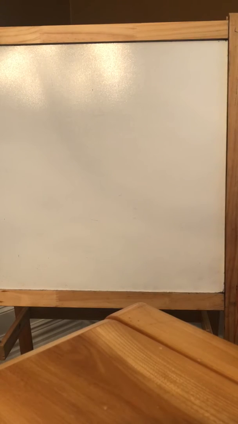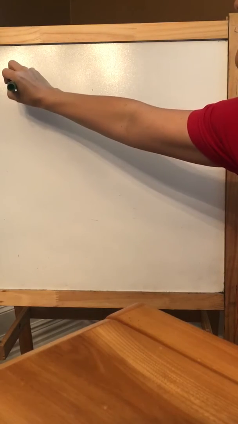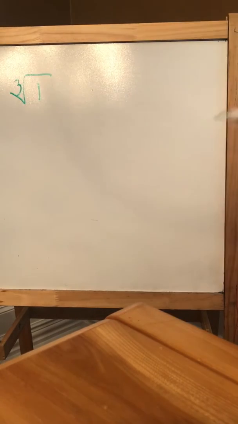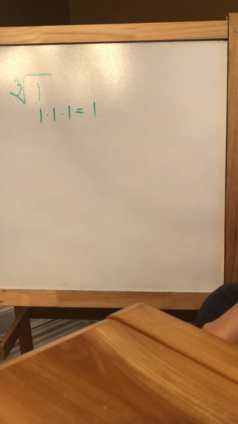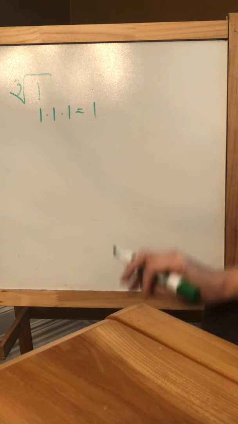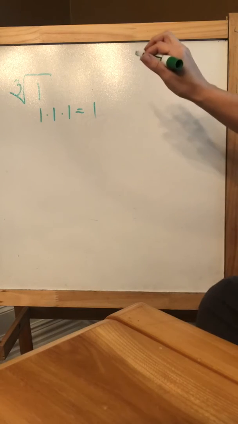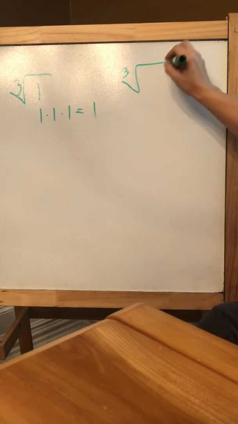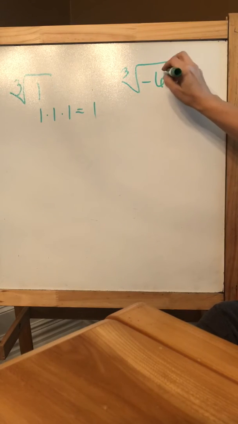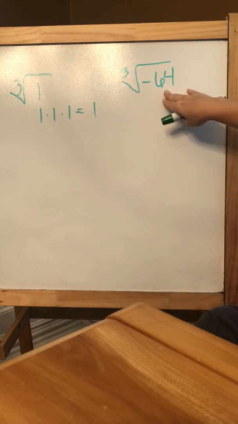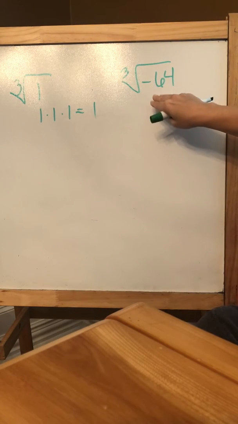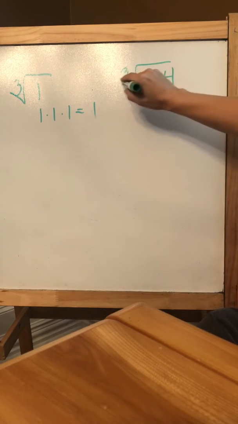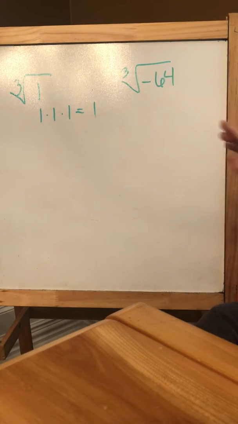Okay, example 3, now we're going to do cube roots. So the cube root of 1, what would the cube root of 1 be? 1 times 1 times 1 gives you just 1, so the cube root of 1 is 1. All right, how about the cube root of negative 64? Now here's the difference. When we're taking the square root of something, you can't have a negative sign under your square root. But if you're taking the cube root, you can.